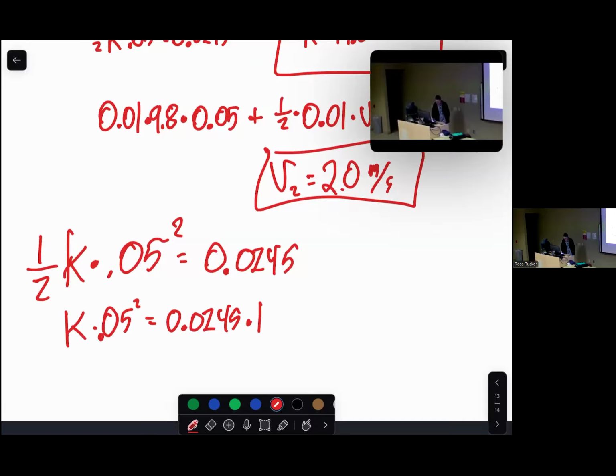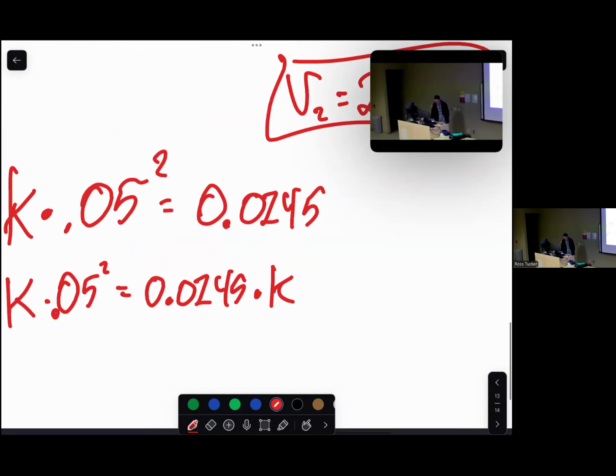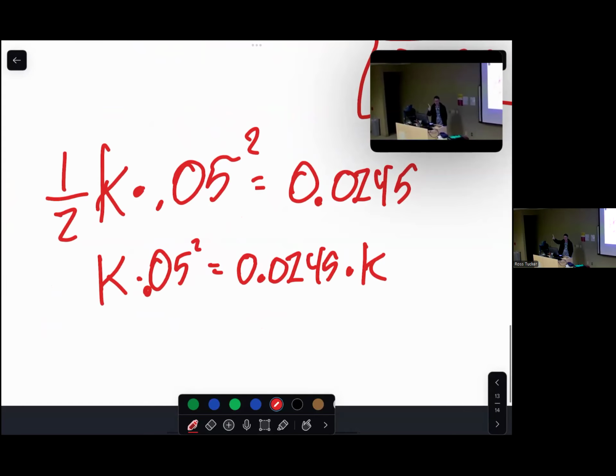The next line is, what have I got attached to K? I got 0.05 squared. If I want to get rid of 0.05 squared, I've got to do the opposite operation. How is K attached? It is multiplying. If you have K, x squared, that's an implicit multiplication. xy means x times y. So I would divide both sides.